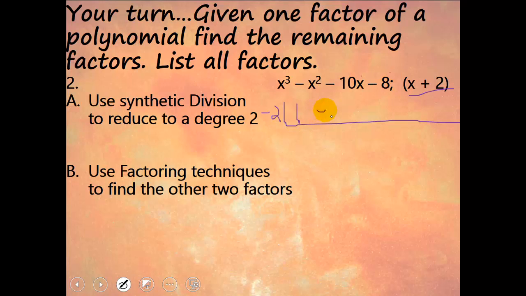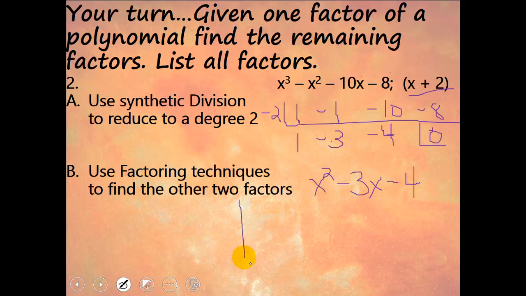I have 1, -1, -10, -8. I'm going to bring down my 1. And I get 1 times -2 is -2, plus -1 is -3. -3 times -2 is +6. 6 plus -10 is -4. -4 times -2 is +8. 8 plus -8 is 0. Woohoo! That's got to work, okay? And then we have x squared minus 3x minus 4. This is my depressed polynomial.